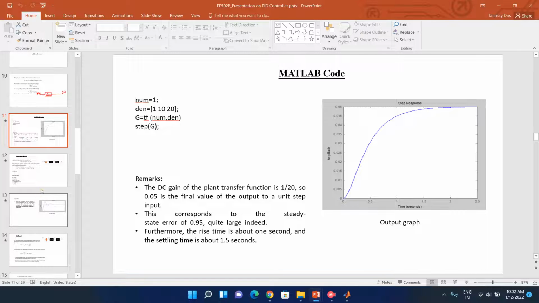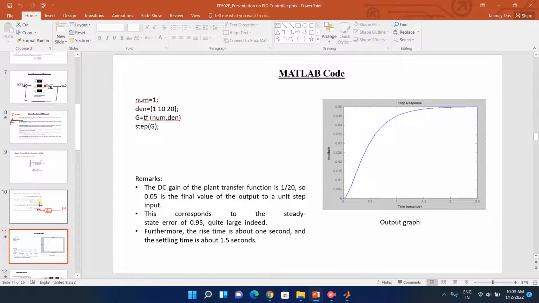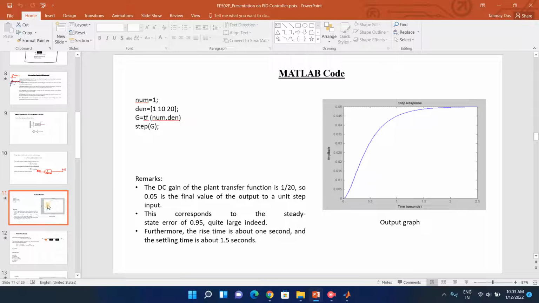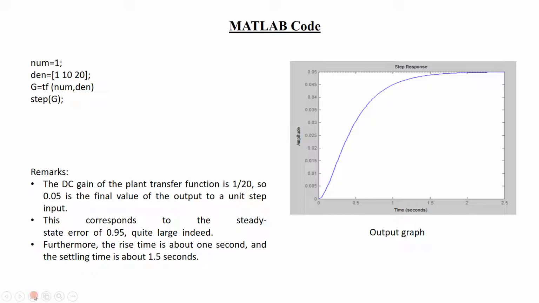Now, in the last class we have seen a normal system of the transfer function 1 by s square plus 10s plus 20. If one unit step input is given, then the output response will be like this, where we have seen that there was almost 95% error.